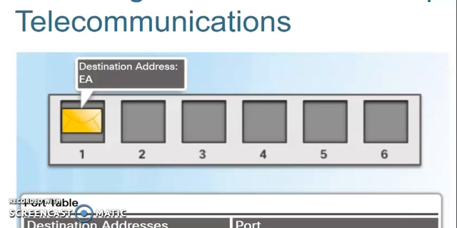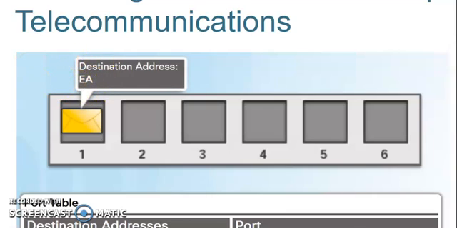So, when a LAN switch receives a packet, it makes a decision based on two criteria. What are the two criteria? One is ingress port, another one is destination address. What is the ingress port? The ingress port is a port where a frame enters into the switch. The switch receives the frame through port number 1, so port number 1 is the ingress port. And in that frame, the destination address mentioned is EA.